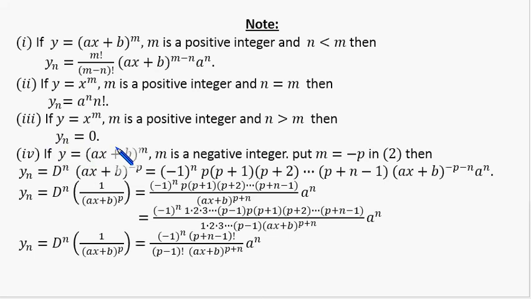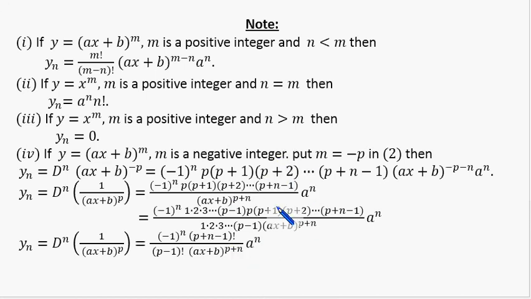If y is equal to (ax plus b) whole to the power of m, where m is a negative integer, we have to put m is equal to minus p in equation 2. We will get yn, the nth order derivative of (ax plus b) whole to the power of minus p, is equal to minus 1 to the power of n into p into p plus 1, p plus 2 up to p plus n minus 1 into (ax plus b) whole to the power of minus p minus n into a to the power of n. Or we can do some simple manipulation.